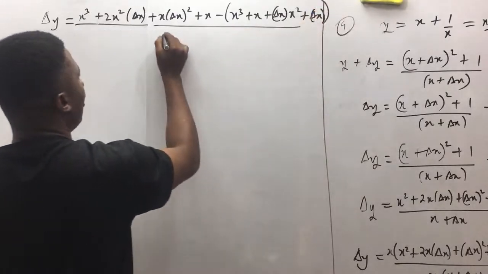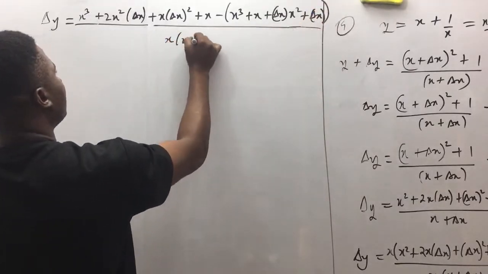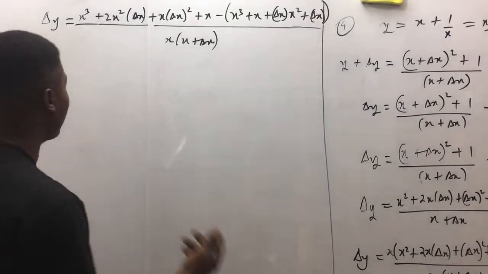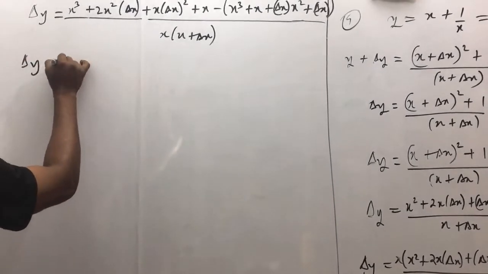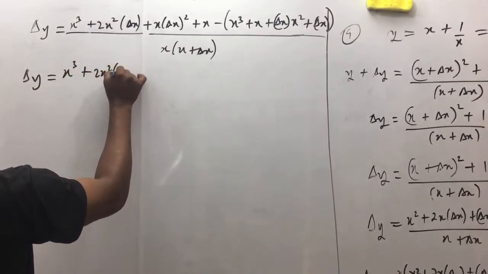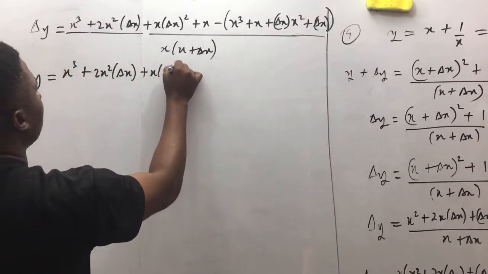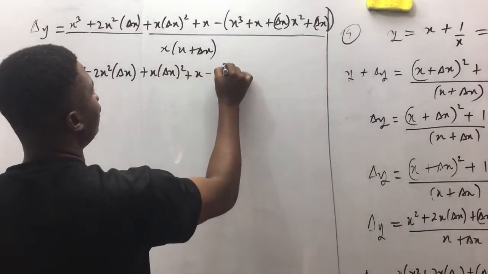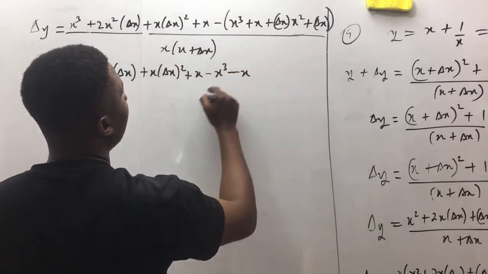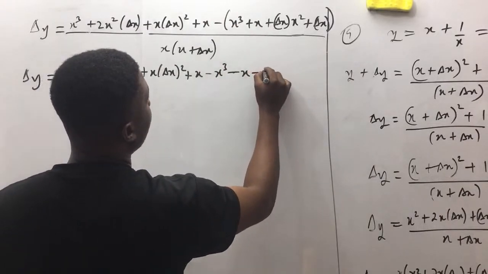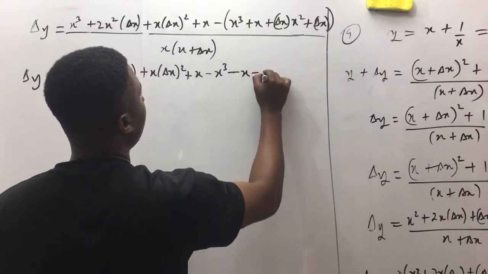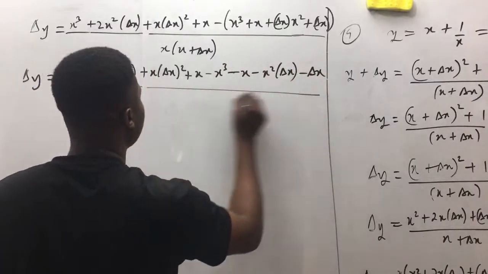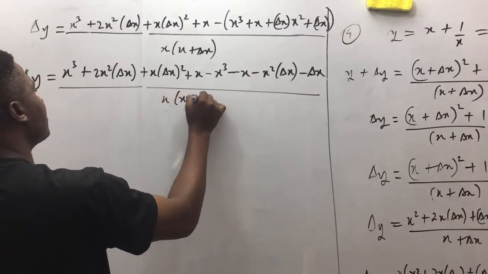So that's what we are going to have all over x in bracket x plus changing x. Okay? So this is problem 9 we had actually looked at. We are revisiting it. So this will give us changing y equals x cubed plus 2x squared changing x plus x changing x all squared minus x, or plus x, and minus opens up the bracket to give us minus x cubed. Minus opens this to give us minus x. This becomes minus x squared changing x. Let me write it in this manner. Then minus changing x.